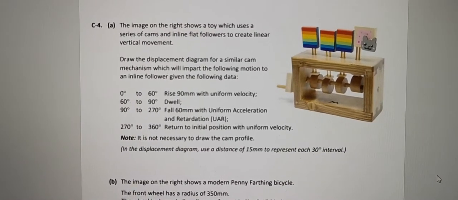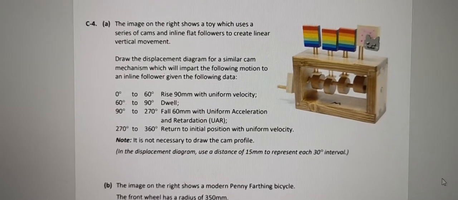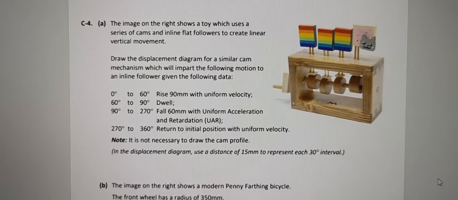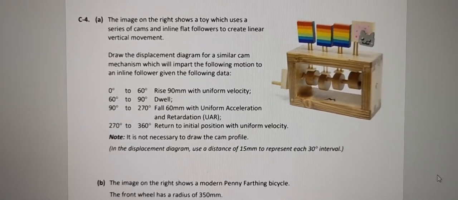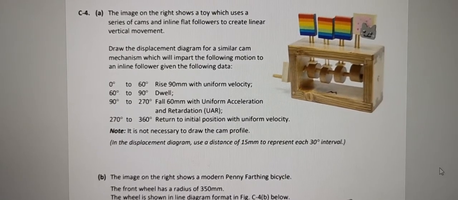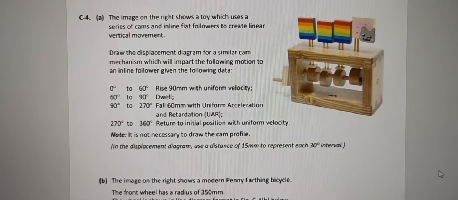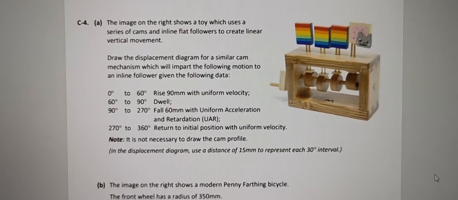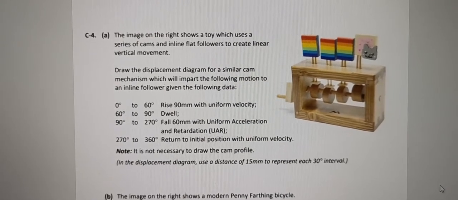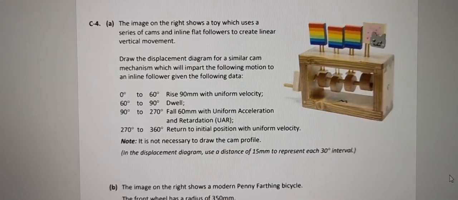Okay guys, going to take a quick look here at the 2019 CAMS question. What you're looking for is the rise is 90, which is big enough, and you don't need to draw the cam. They asked to use 15 millimeters for every interval, which is unusual enough, but anyway, it doesn't make a difference. So the rise and fall is 90 millimeters. That's the key thing we want there, and spacing of 15.